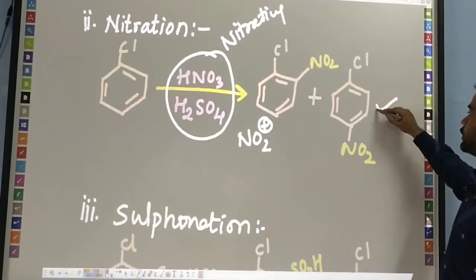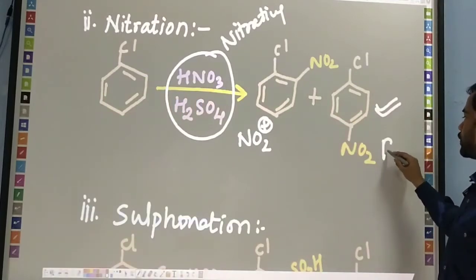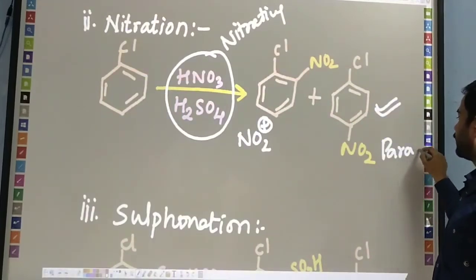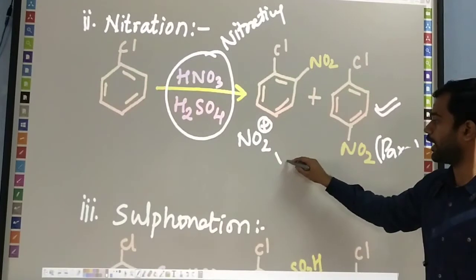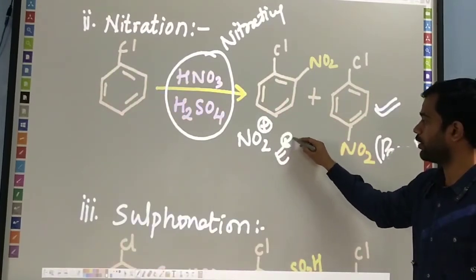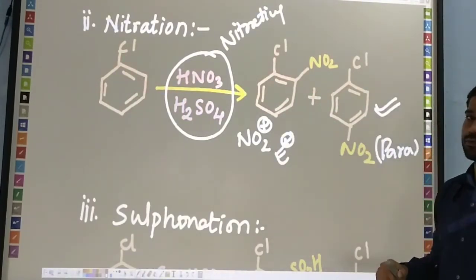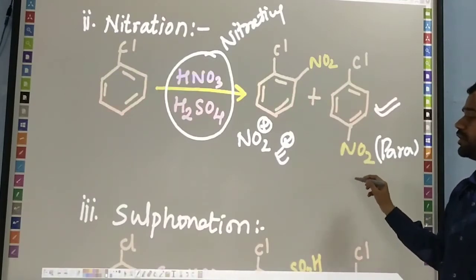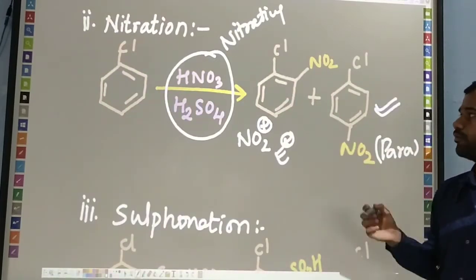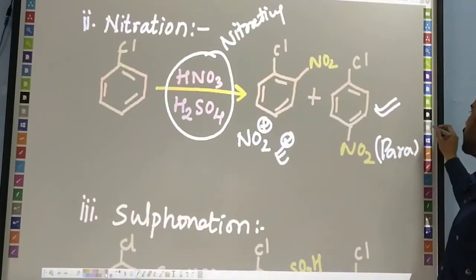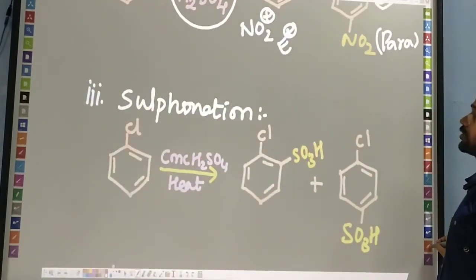The electrophile, the nitro group, where is it going to attack here? At the para position. It gives the highly stable product, which we call our major one. Try to name that compound.